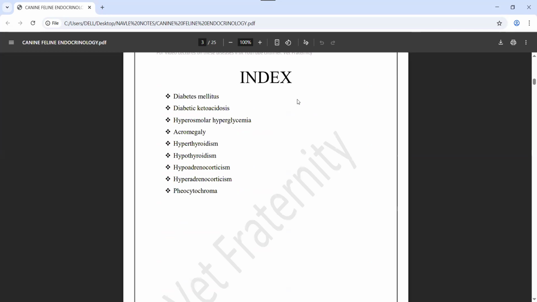And in the introductory lecture, let's see the topics that we are going to cover in endocrinology: diabetes mellitus, diabetic ketoacidosis, hyperosmolar hyperglycemia, acromegaly, hyperthyroidism, hypothyroidism, hypoadrenocorticism, hyperadrenocorticism, and pheochromocytoma. These are all the topics that are very important from the paper point of view.